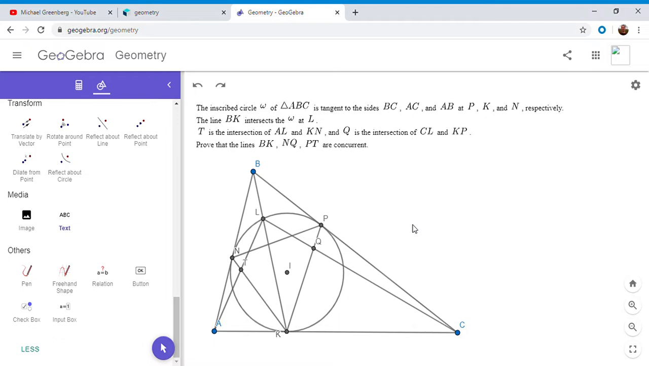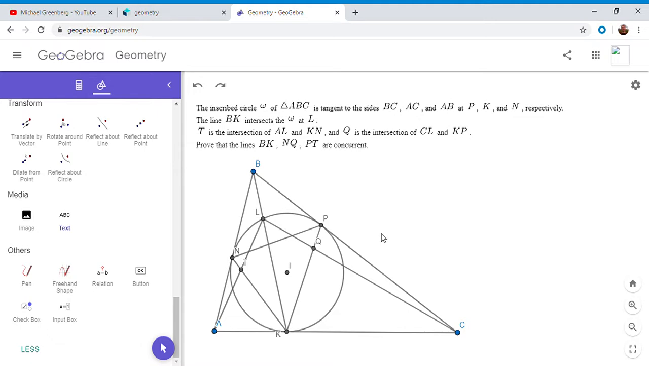I find these concurrency problems pretty tricky, and I only know of really two good ways to start in most situations. Either using Ceva's theorem, which is what I'm going to do here, or what you can do is, for example, if I showed that PT cuts the line BK in the same ratio that QN cuts it, then that would also show they're concurrent. But this time I'm going to go with Ceva's theorem.